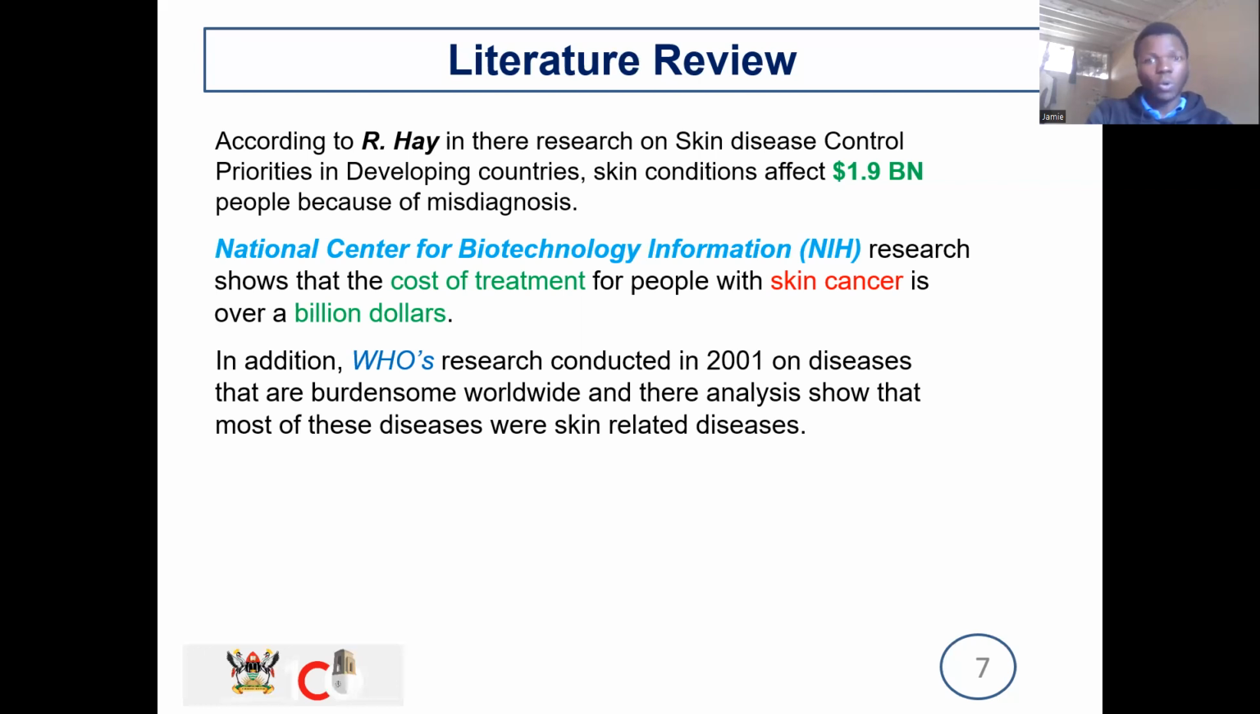So this is all just research carried out by different organizations and bodies. And then also, in addition, the World Health Organization research conducted in 2001 on diseases that are burdensome worldwide shows that there's an analysis that most of these diseases were actually skin related.